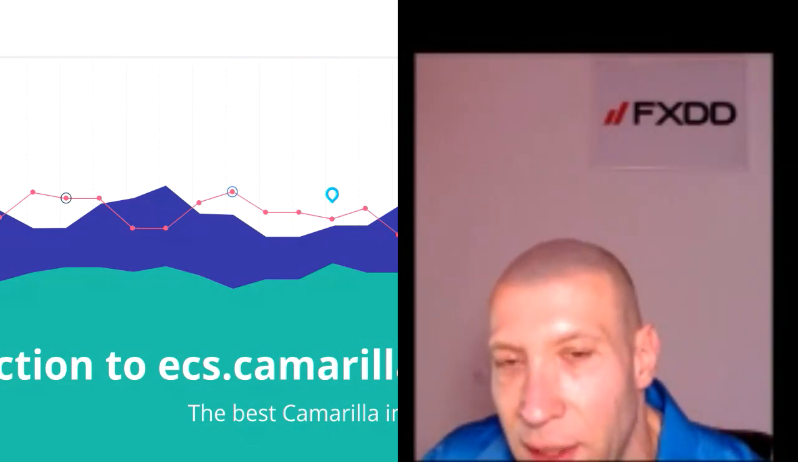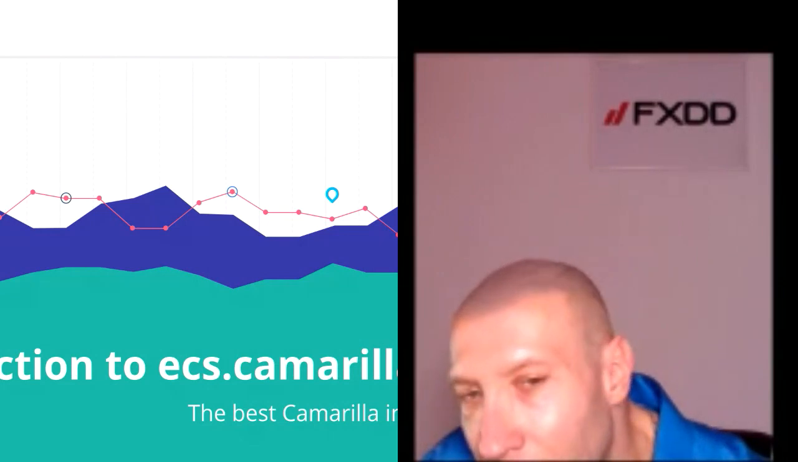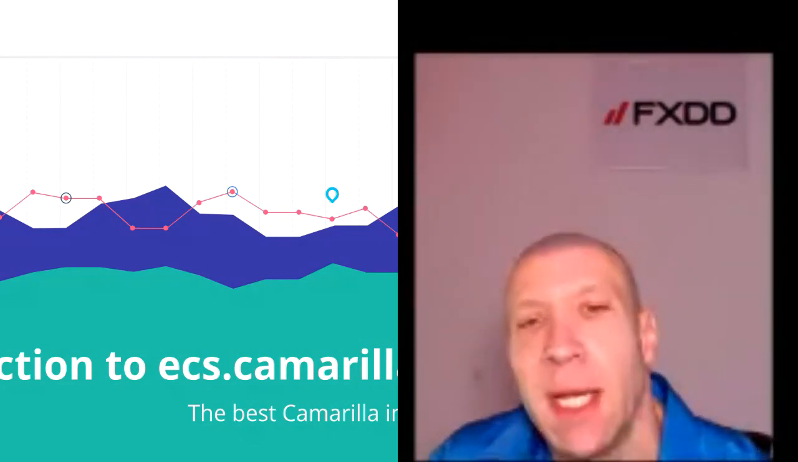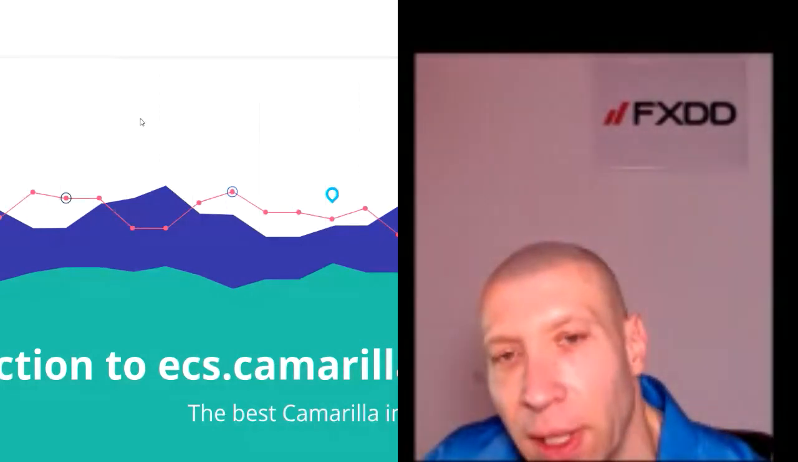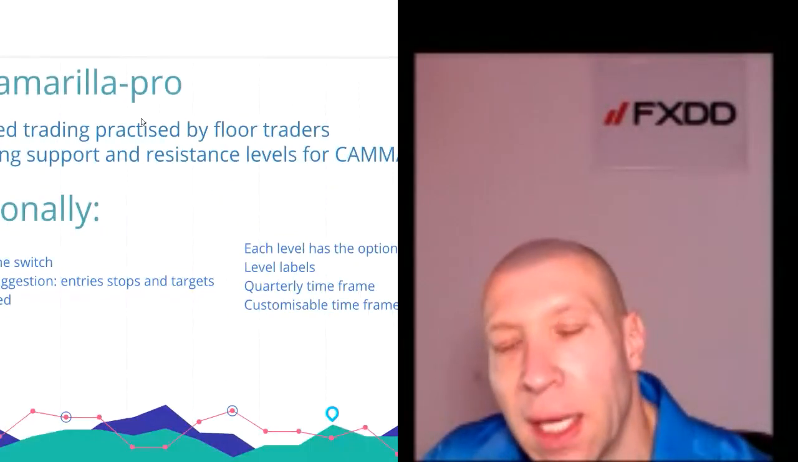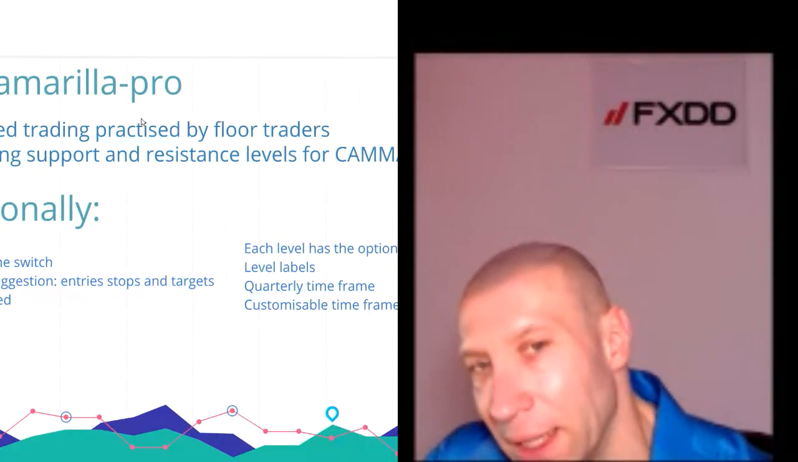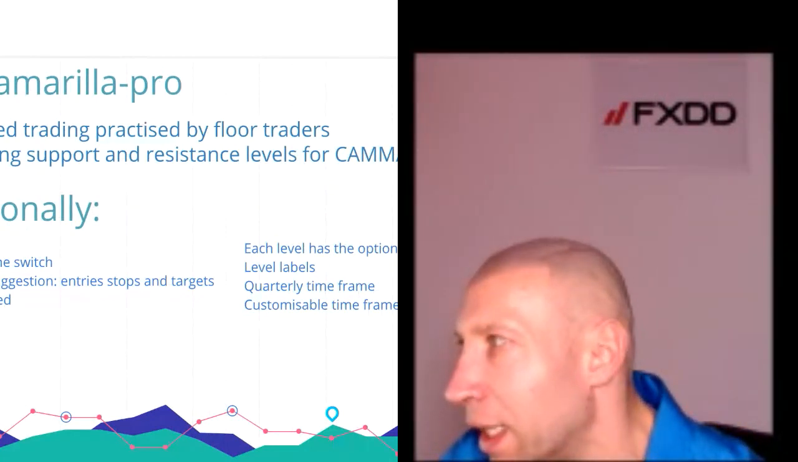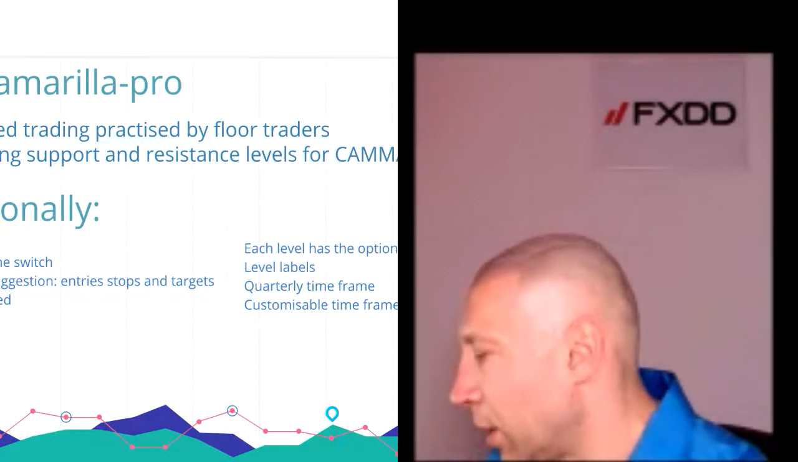The Camarilla indicator is based on the rules which we use to trade the price. Of course, this indicator is applied to different systems and methods. I personally have my own method, and it's called Camarilla.Pro. So this is just about this indicator, the Camarilla.Pro indicator.